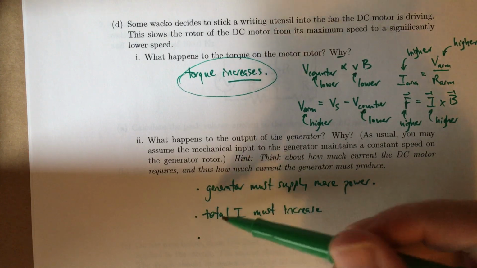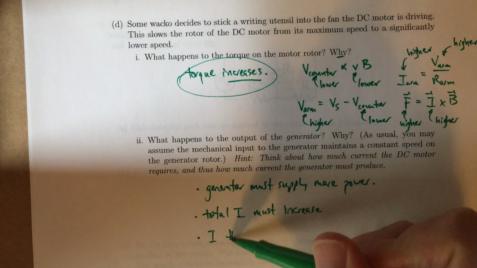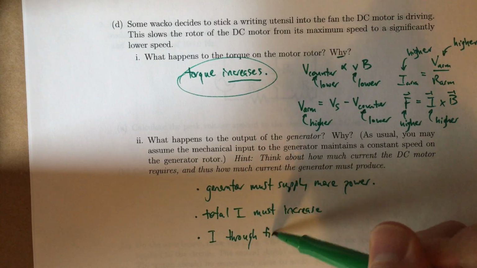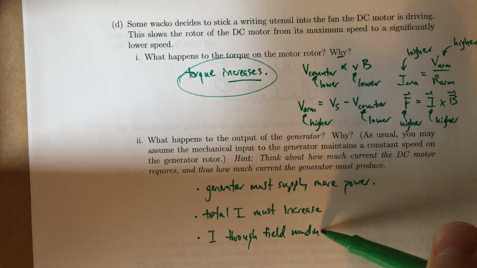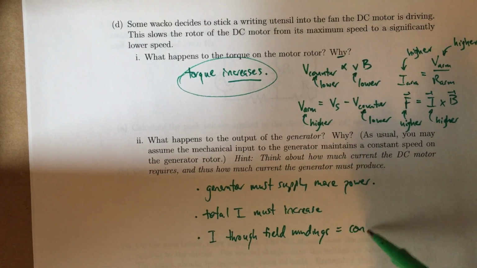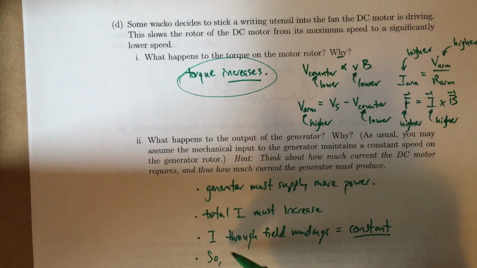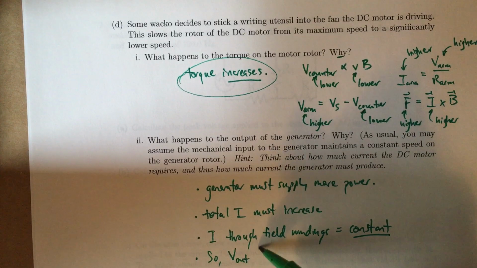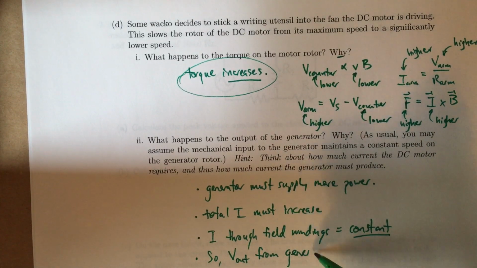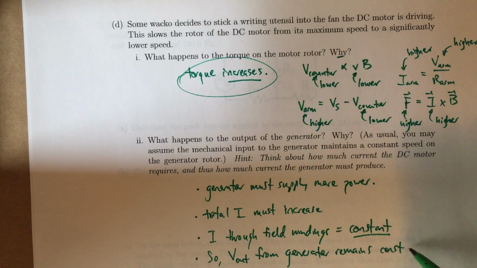So the I through the field windings, though, is constant. So the V out from the generator remains constant. Okay. It's a nice feature of these so-called parallel wound or shunt wound generators, is that their output, no matter what the load, is pretty constant.